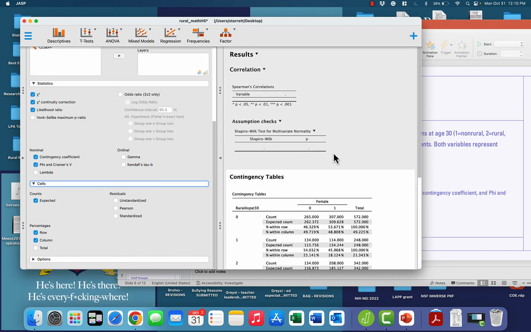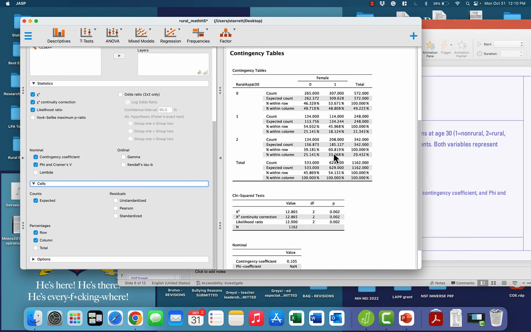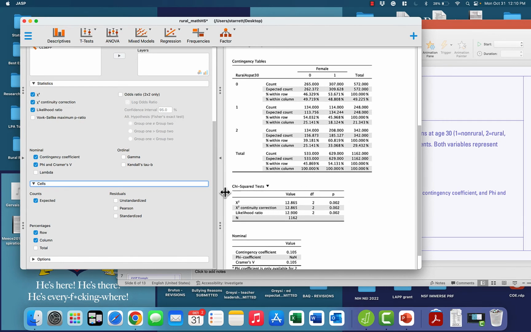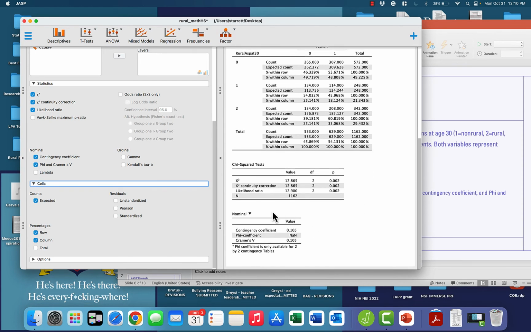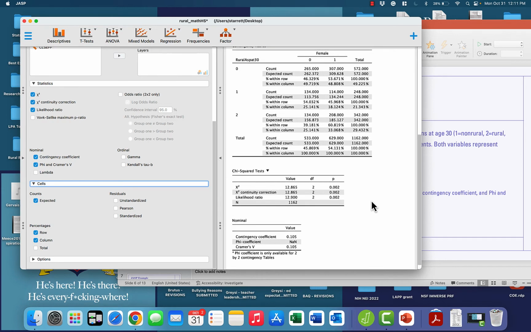And here we see our contingency table with our observed, which is the count, and our expected, which is the expected count. We get results for chi-square tests, which I'm going to talk about in a minute. And then we get this nominal table with the contingency coefficient as well as Cramer's V. So let's go through what exactly these results are telling us.